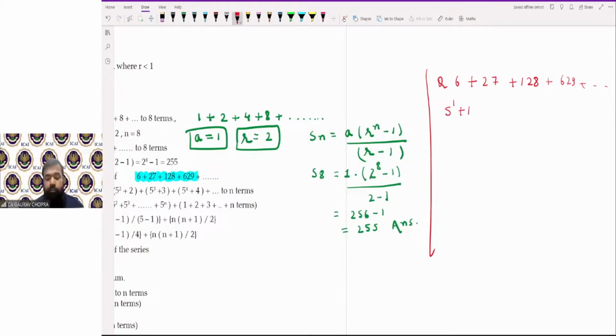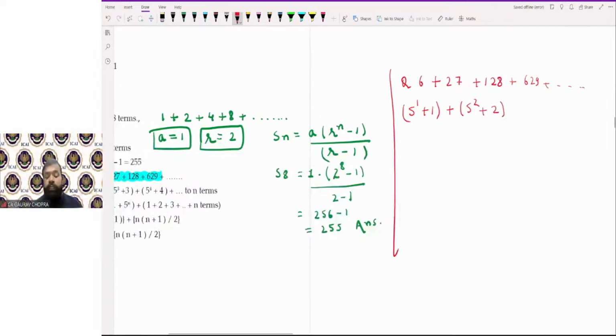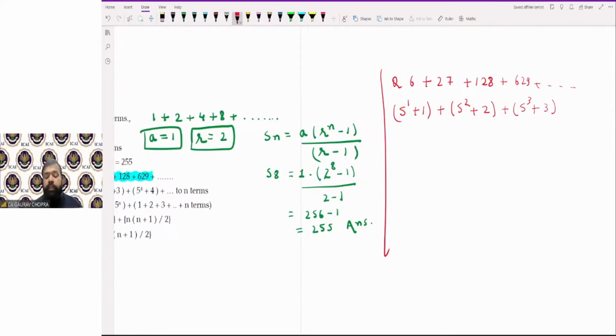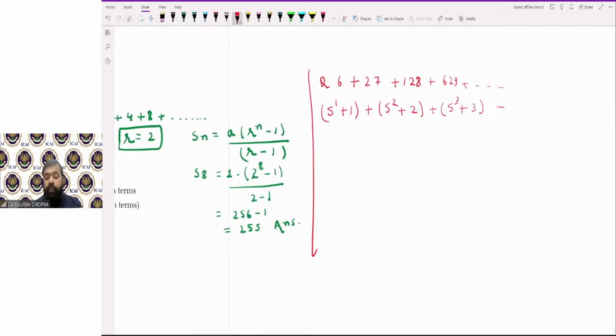Let's say 5 to the power of 1 plus 1, it is 6. Then 5 to the power of 2 plus 2, it becomes 27. Then 5 to the power of 3 plus 3, it is 128. Then 5 to the power of 4 plus 4, it is 629 and so on. So this is the series.